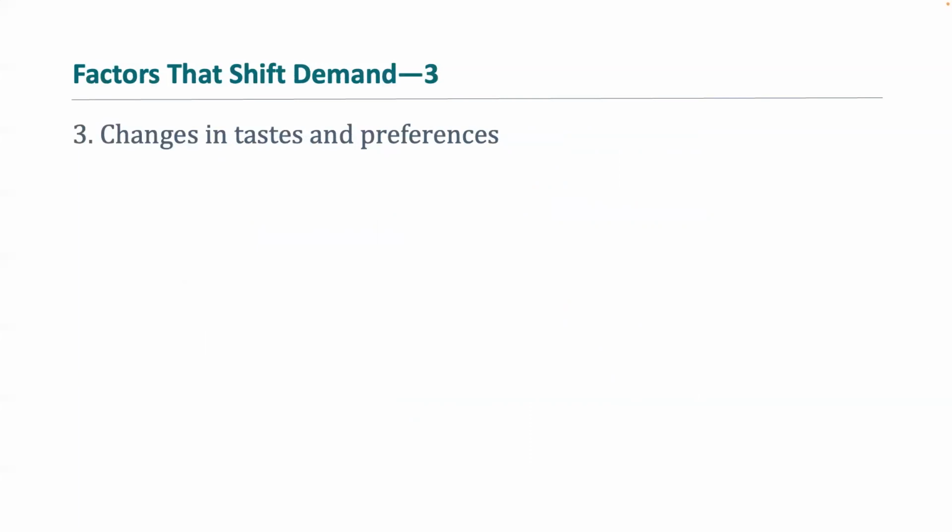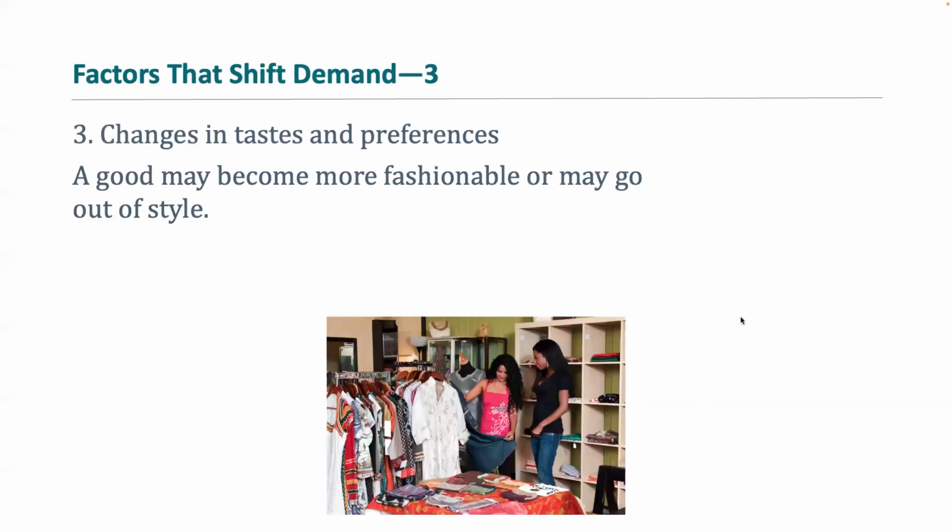Another thing that can shift our demand curve overall are just changes in tastes and preferences. So goods might become either more or less fashionable. They may come into style or go out of style. And things can also come in and out of season. As we transition from summer into fall and winter, more and more people might be wanting to buy warmer clothes, and those summer clothes are going to have less of a demand.